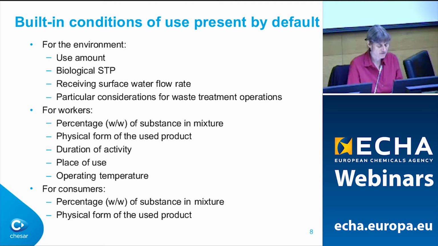For the workers, you have 5 conditions of use which are always there by default when you get started, which is the percentage of the substance in a mixture, the physical form of the product which is used, the duration of the activity, the place of use, and the operating temperature. For consumers, you have 2 conditions of use which are built in and present by default. There are a few other built-in conditions of use available in your library, and we will demonstrate a few in the later presentations.